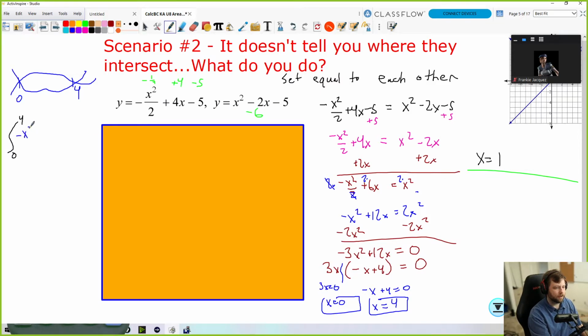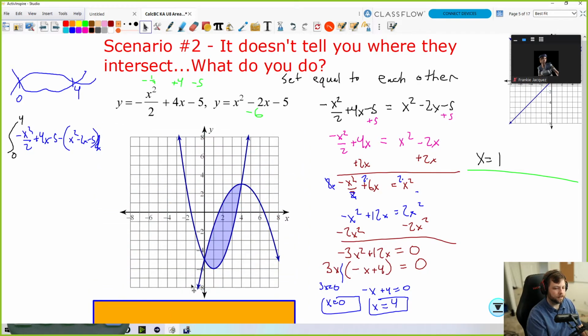So it'll be negative x squared over 2 plus 4x minus 5 minus x squared minus 2x minus 5. And if you want to see what the graph looks like, it's like this. Notice negative x squared over 2 means you're going to be concave down. It's going to look like a sad face because that's a negative x squared parabola. And this is positive x squared, so it'd be a happy face parabola.